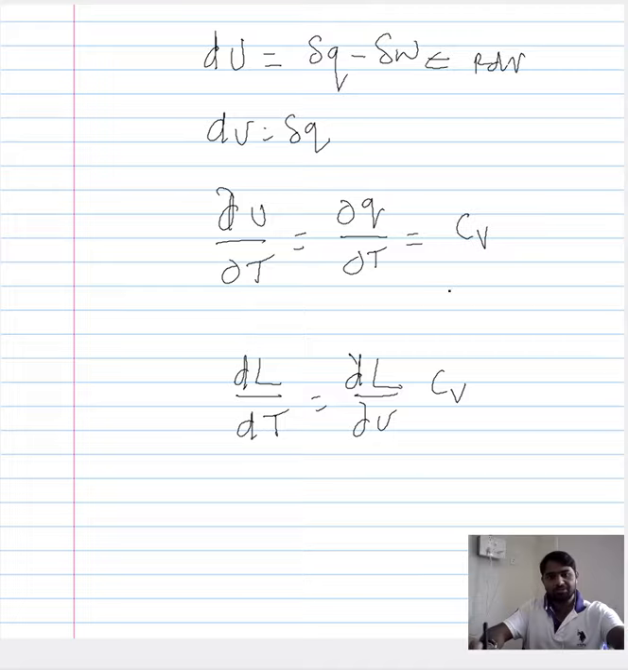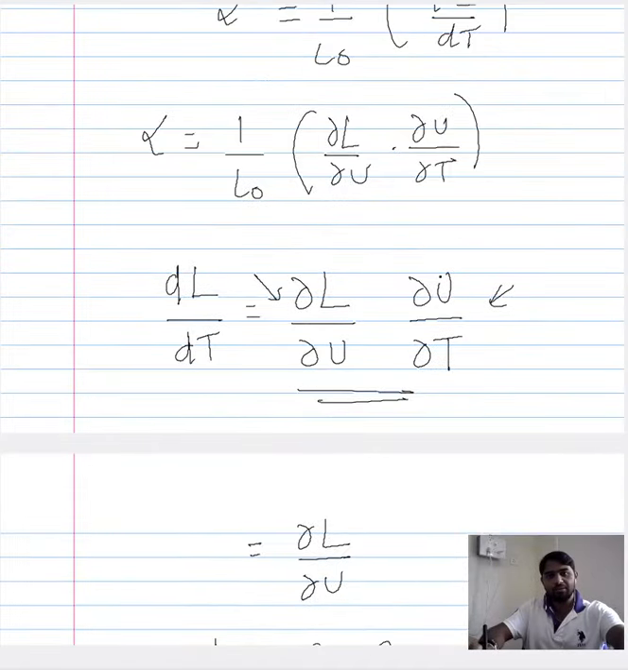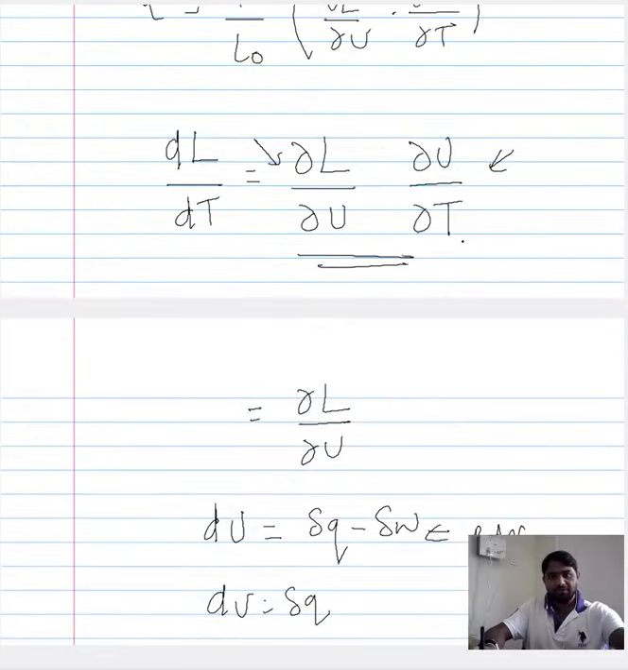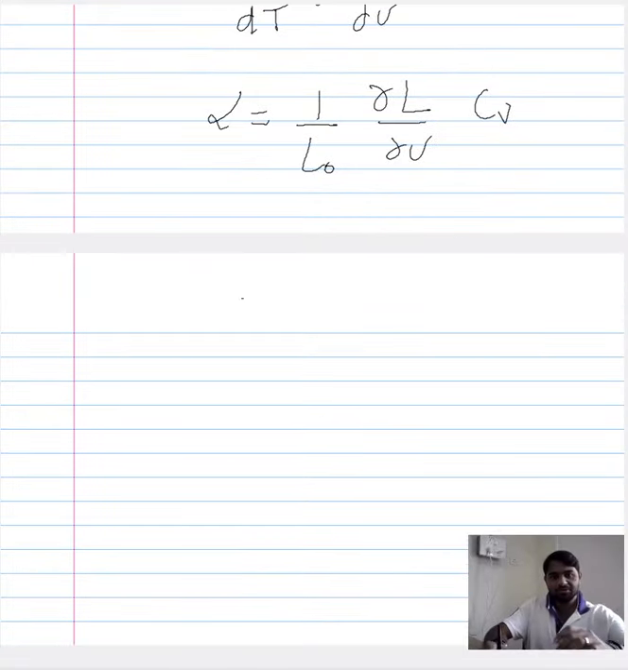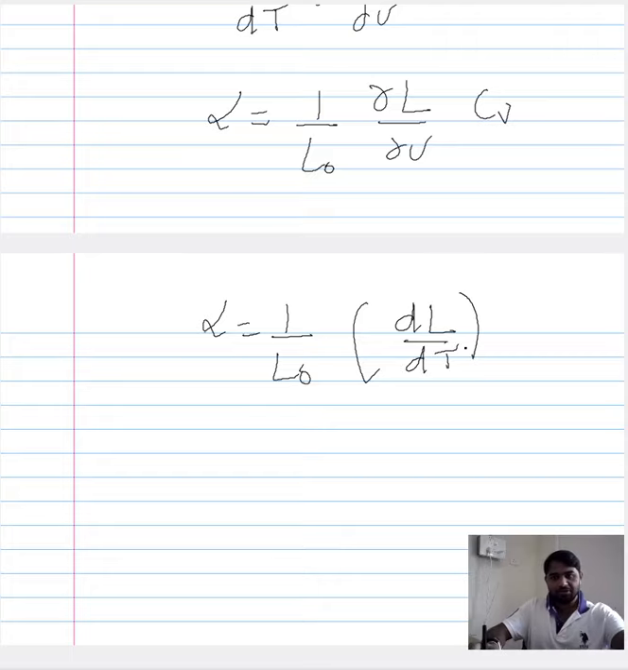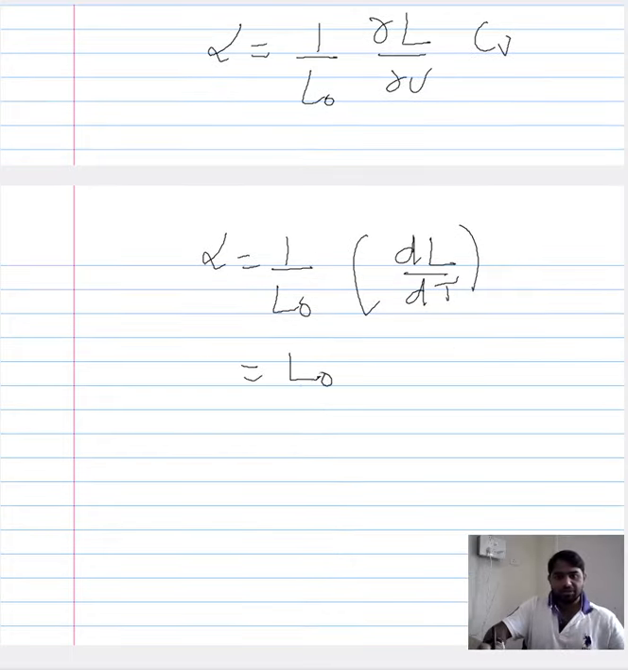So when you substitute this in the expression above, what you would ultimately observe is that the coefficient of thermal expansion is equal to 1 by L naught dL by dU Cv. Let me, for your understanding, rewrite it here. The coefficient of thermal expansion is nothing but dL by dT. Now we have introduced the internal energy to it, so that means we have this expression.